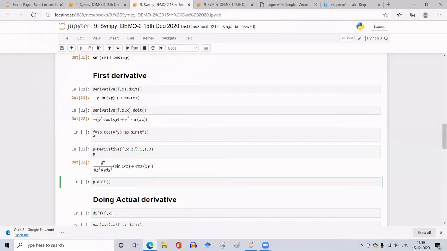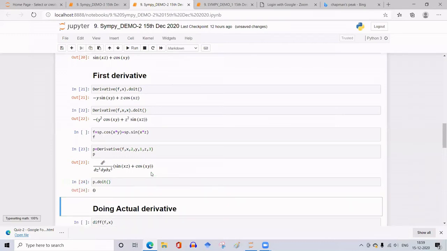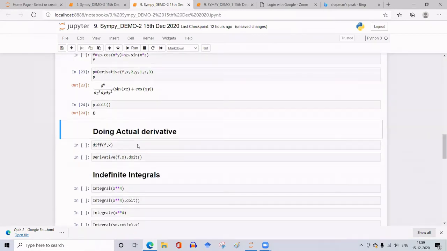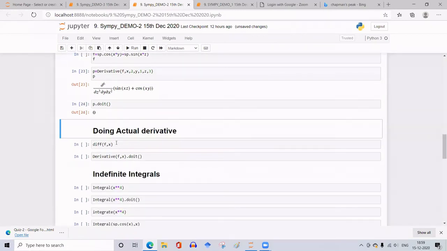One by one you do it. First time you differentiate with respect to x, what do you get? Next, with respect to x once again, then y, then z, the answer is going to be 0. You verify it afterwards. So this is how we use the derivative function, then doing the actual derivative. That is what I have already explained.